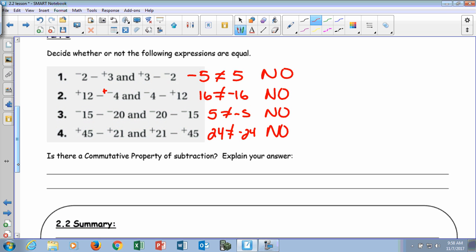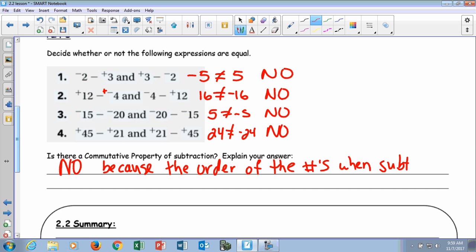So is there a commutative property of subtraction? Obviously our answer is no. And the reason being is, it says because the order of the numbers when subtracting matters. Because you're either going to get a positive or negative number, right? It didn't matter when we added. Whether I add 45 to 21 or 21 to 45, we get the same number, right? However, when we do the subtracting part, then that matters because you're either going to get a positive number or a negative number. Okay? So there is no commutative property of subtraction because it's just not going to work out.